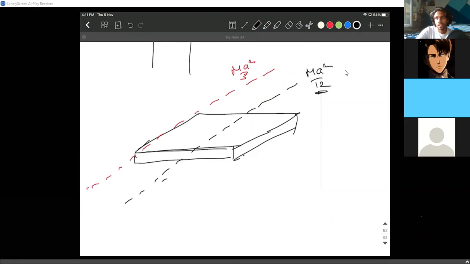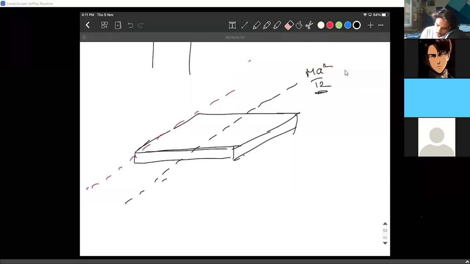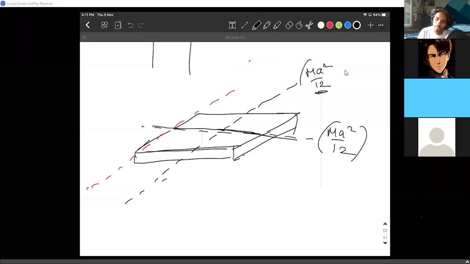Okay, so if you have this value, let me delete this thing. We don't need this value anymore. If you have this as ma square by 12, we are pretty sure that this value is also ma square by 12 because it's a squarish plate. Now that you have both ma square by 12, can somebody give me the value of moment of inertia about this axis? Aditya, you have muted yourself.